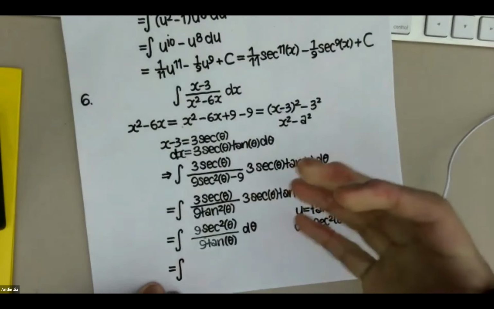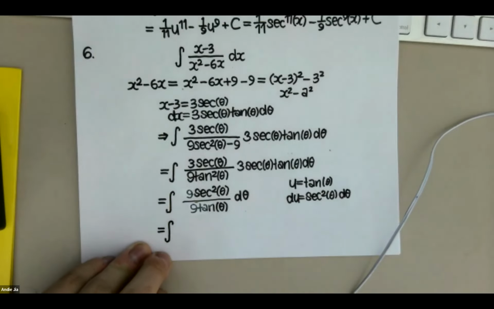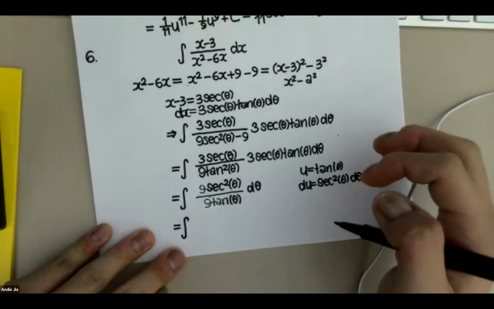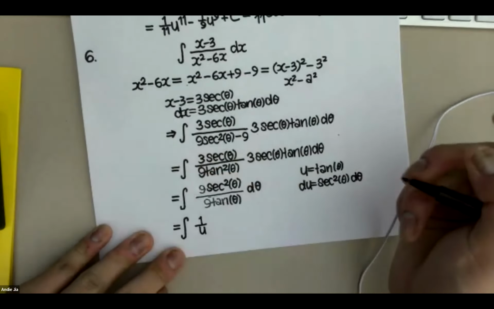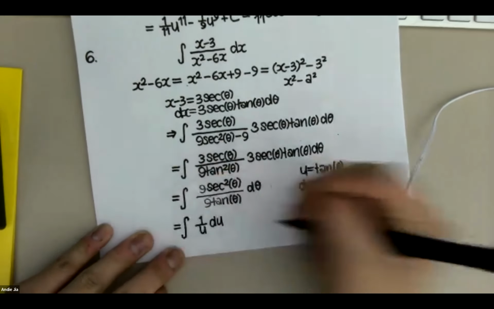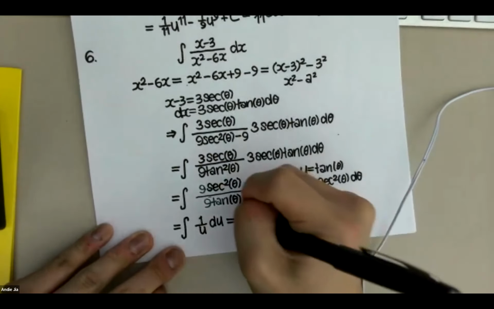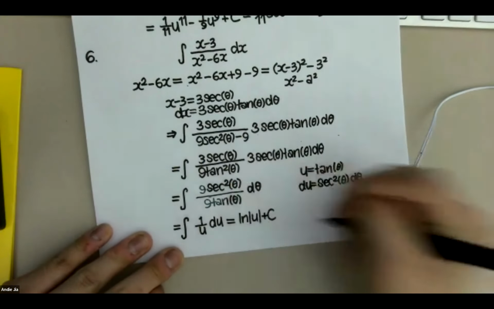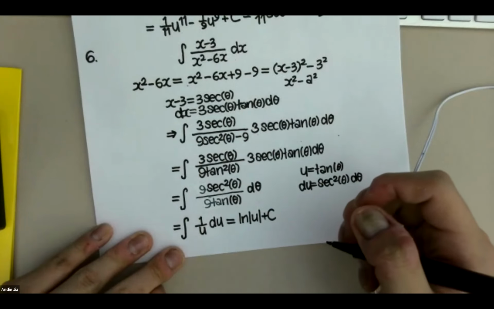Just let me know if I make any mistake here, because this question is kind of a hard one. So it's just going to be 1 over u du, and then you're just going to get the natural log of u, polynomial integration. It's the natural log of tangent theta.